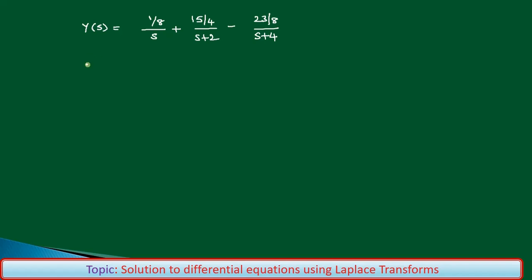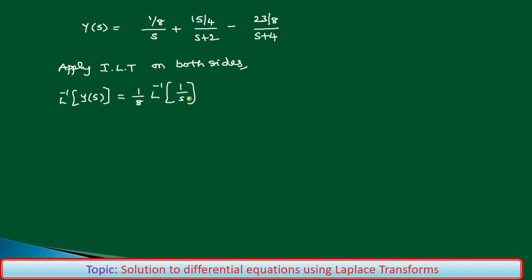So we need to apply the inverse Laplace transform on both sides. So Laplace inverse of Y(s) equals, so 1 by 8 is a constant term, we write it outside, then Laplace inverse of 1 by s, plus 15 by 4 is the constant, Laplace inverse of 1 by (s + 2), minus 23 by 8 Laplace inverse of 1 by (s + 4).